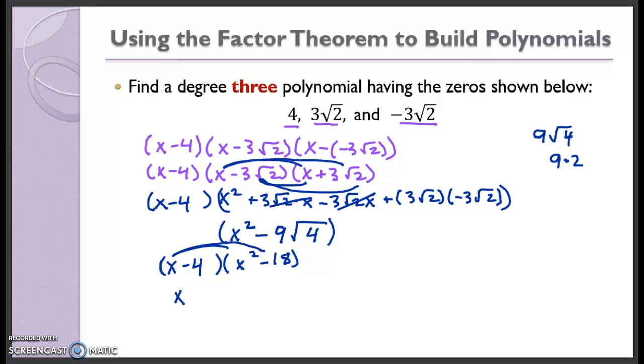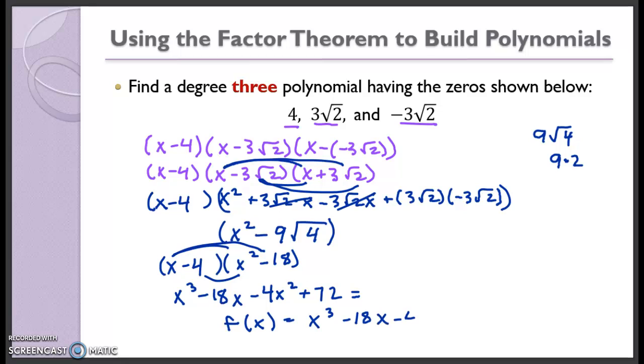So we get x cubed minus 18x minus 4x squared plus 72. Simplify it a little bit more, and we get our function equals x cubed minus 18x minus 4x squared plus 72.